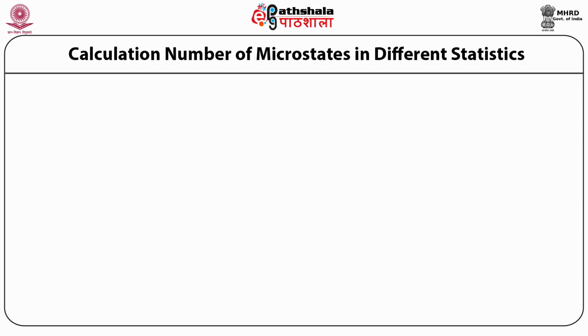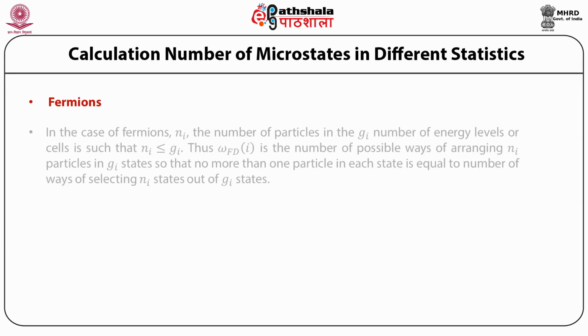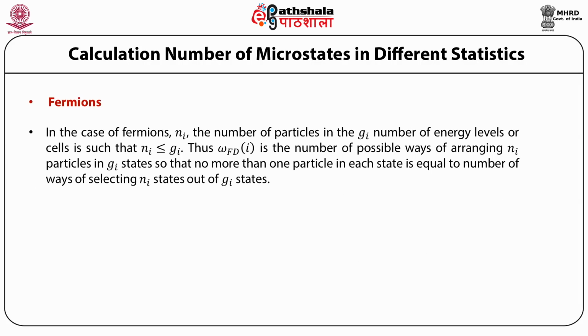Let us now go to the case of fermions. In the case of fermions, Ni, the number of particles in the Gi number of energy levels or cells, is such that Ni is less than or equal to Gi. Thus, omega for the Fermi distribution is the number of possible ways of arranging Ni particles in Gi states so that no more than one particle is in each state, which is equal to the number of ways of selecting Ni states out of Gi states.